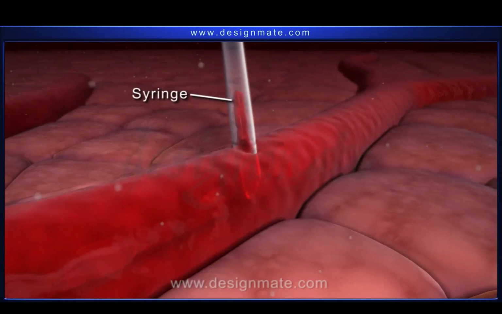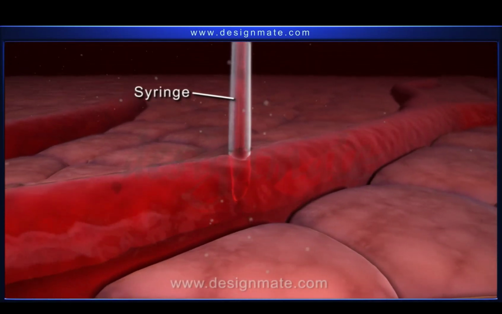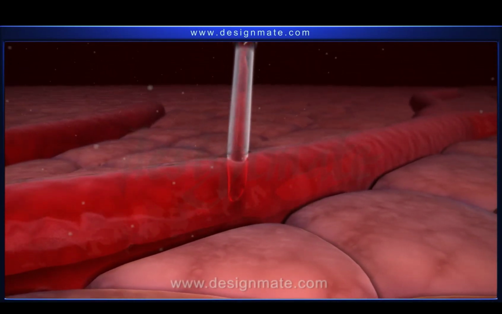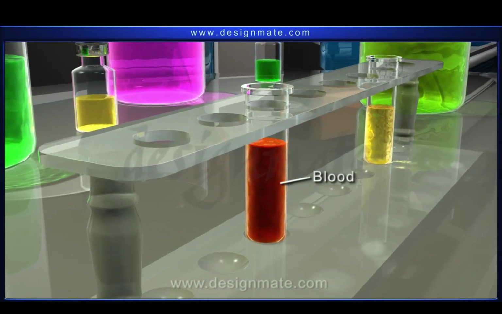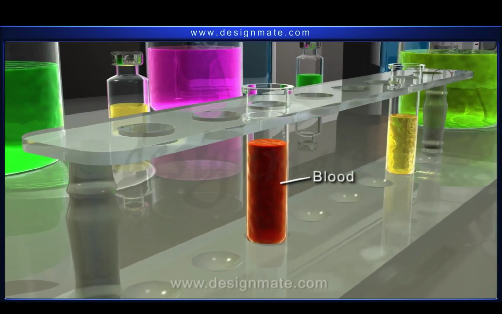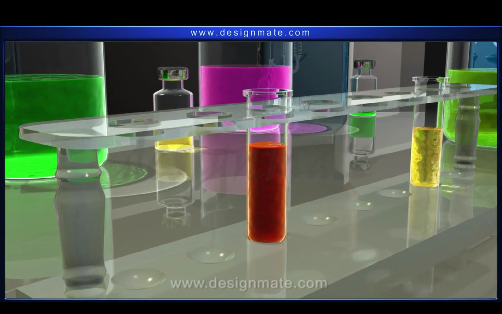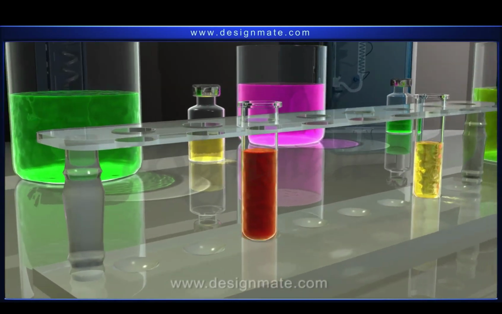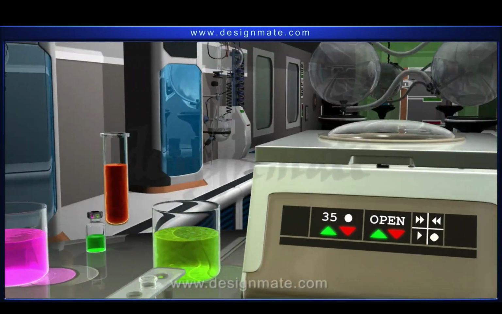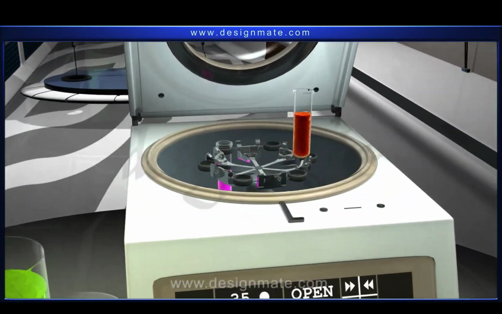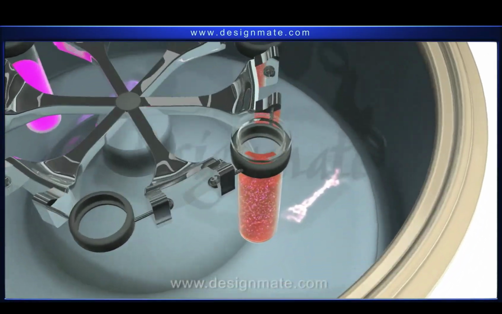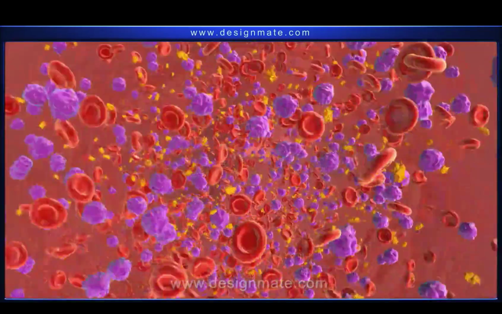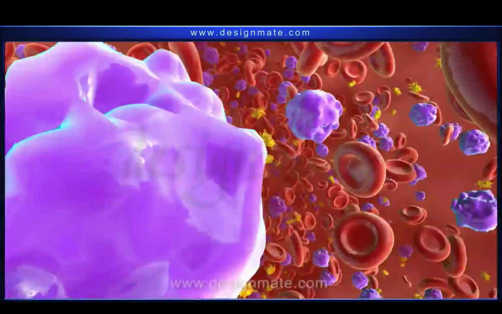This can be verified by collecting a sample of blood by a syringe. The collected blood looks red but is an aggregate of these components. To see all the components, we place the collected blood sample into a test tube, which is then placed within the centrifuge. The machine is switched on.